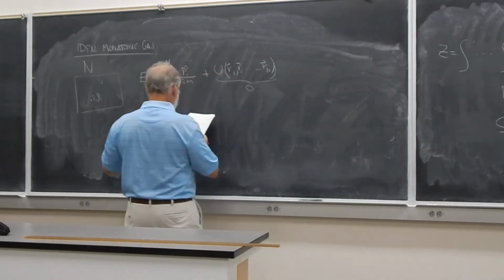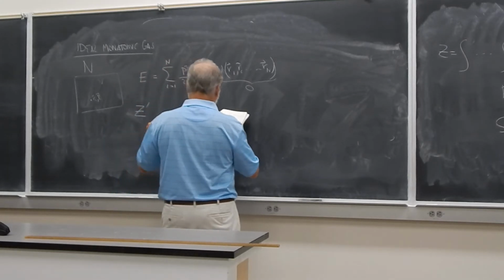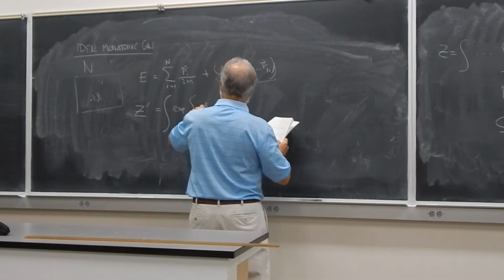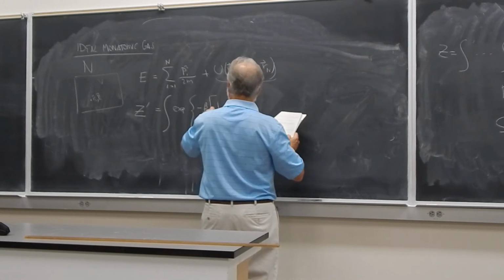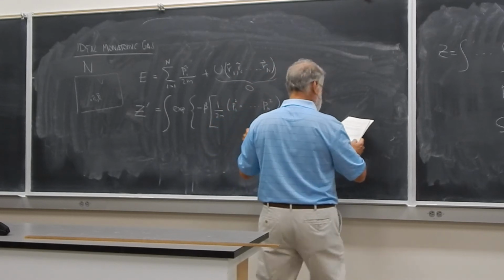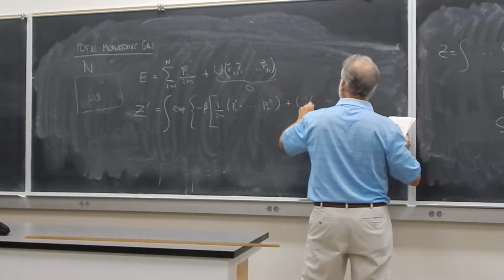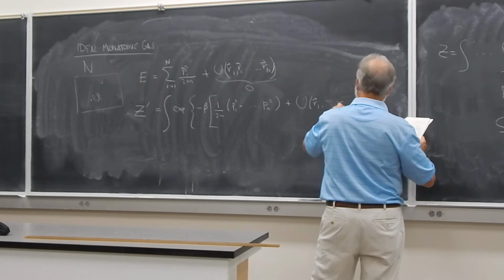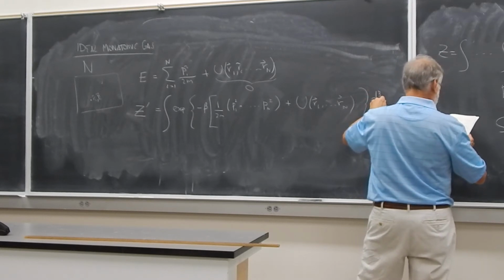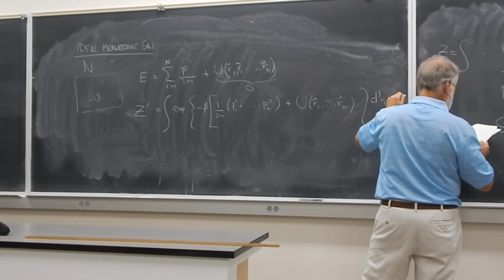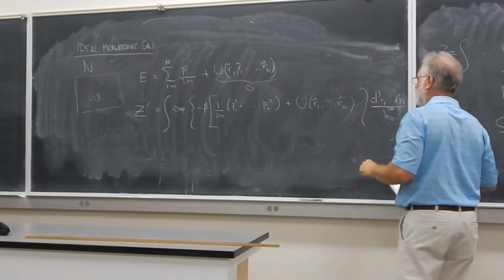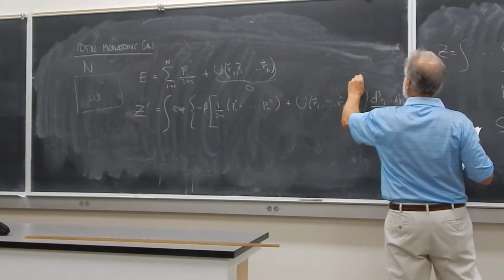Classical procedure would be as follows. If I want to find the partition function Z prime, I can write that as e to the exponent, to the minus beta times this whole mess. So it would be 1 over 2m times p sub 1 squared plus all the way out to p sub N squared, plus U of r1, all the way out to r sub N. And then I would, of course, be integrating over d3r1 through d3p sub N, all over h naught to the 3N dimensions. And close that off.